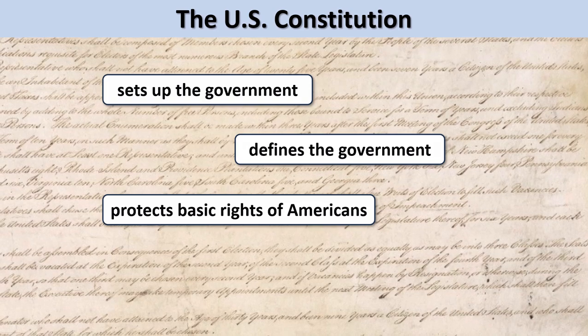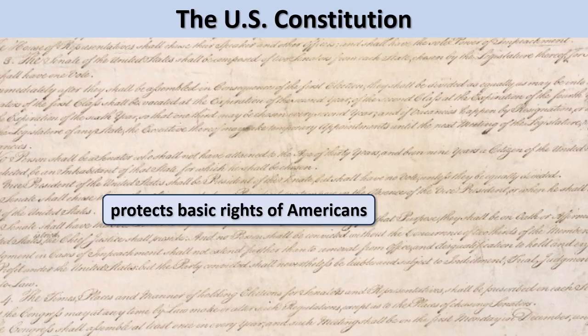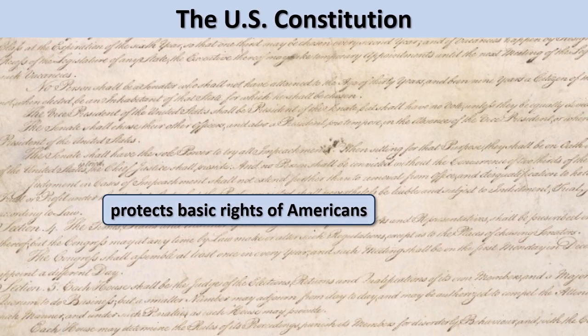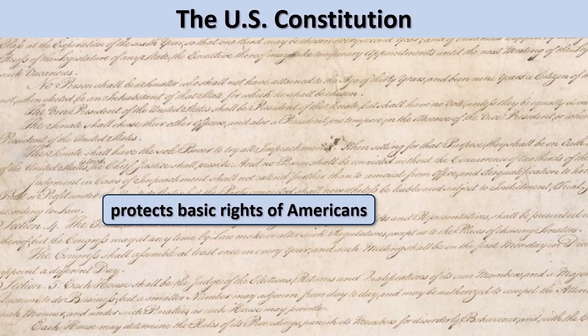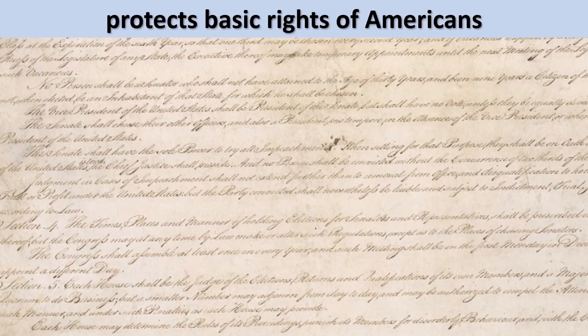Since the Constitution is the supreme law of the land, every state government and every local government in the country is required to recognize the basic constitutional rights of all people living under their jurisdiction. No government in the U.S. officially has the power to make laws that go against what the Constitution says.